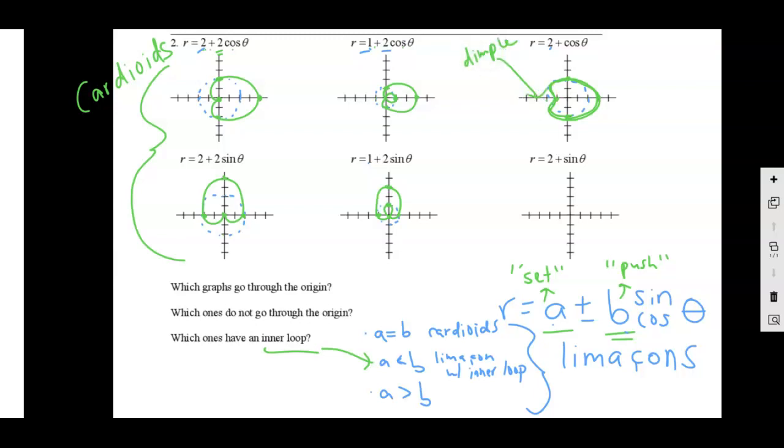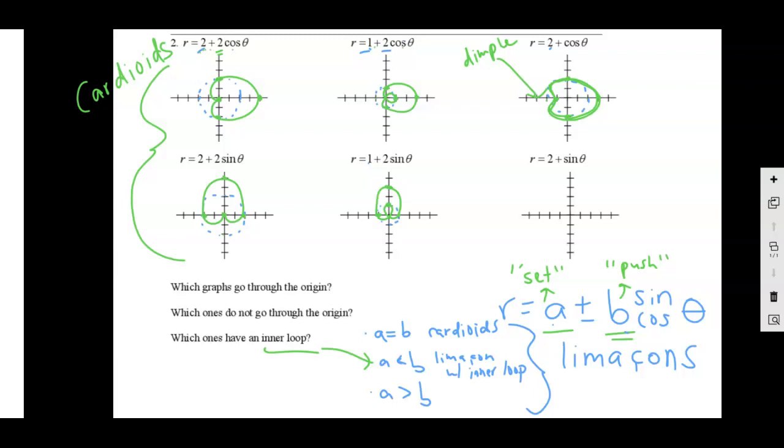We're going to end up here with that little dimpled limaçon, or that limaçon without a loop, right? I get pushed inwards on it a little bit, so it's got that little dimple. But since I set it out more than I pushed it back, I don't get all the way back to the pole. If I set it and I push it the same, I get exactly back to the pole, right? I set it out 5, push it back 5, set it out 2, push it back 2. I end up going exactly to the pole, but no farther.